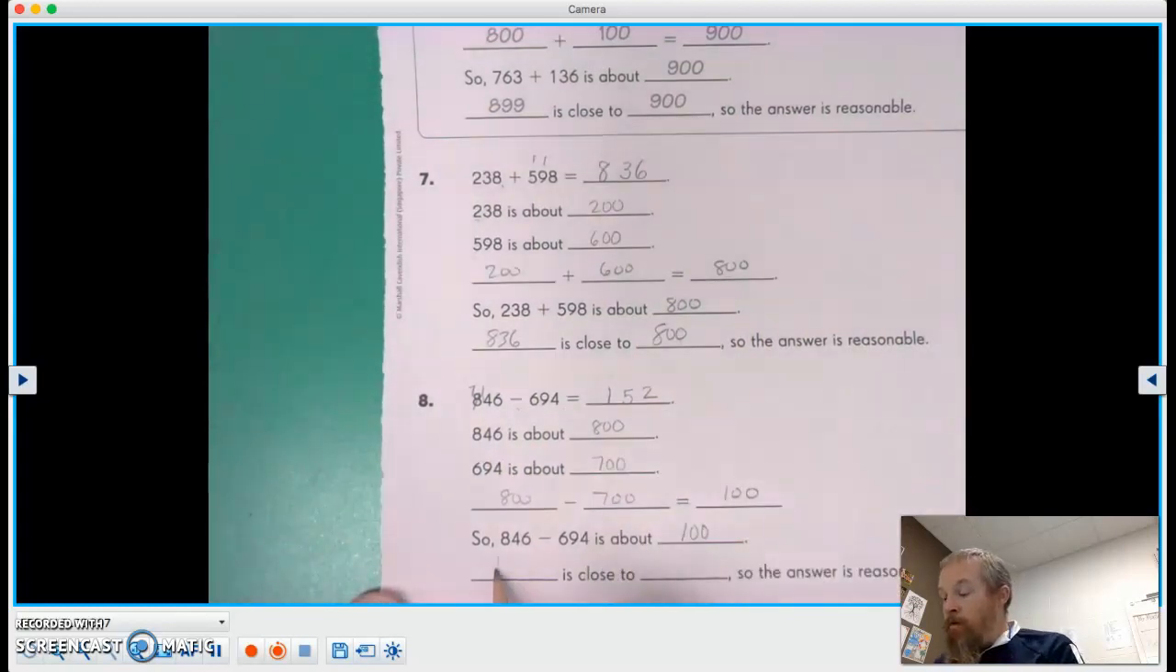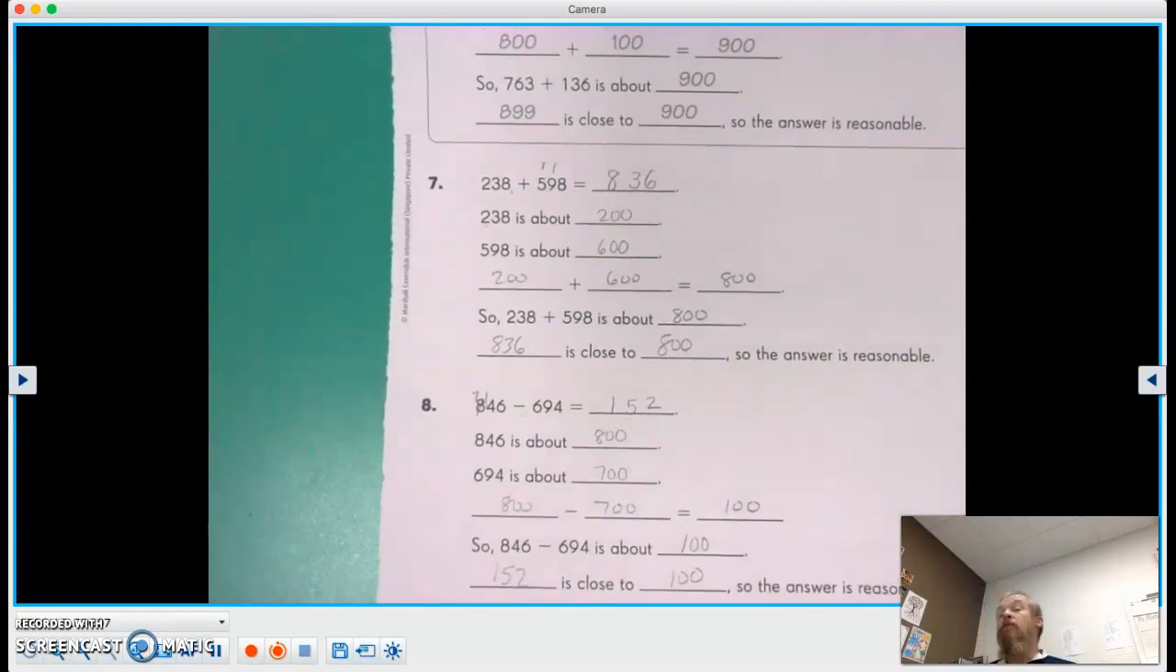And again, 152 is close to 100. Technically, we would round up to 200, but that's still fairly close. It's not like we accidentally added 800 and 700 to make 1,500. That would for sure not be anywhere close to 100, so we would know the answer on that.